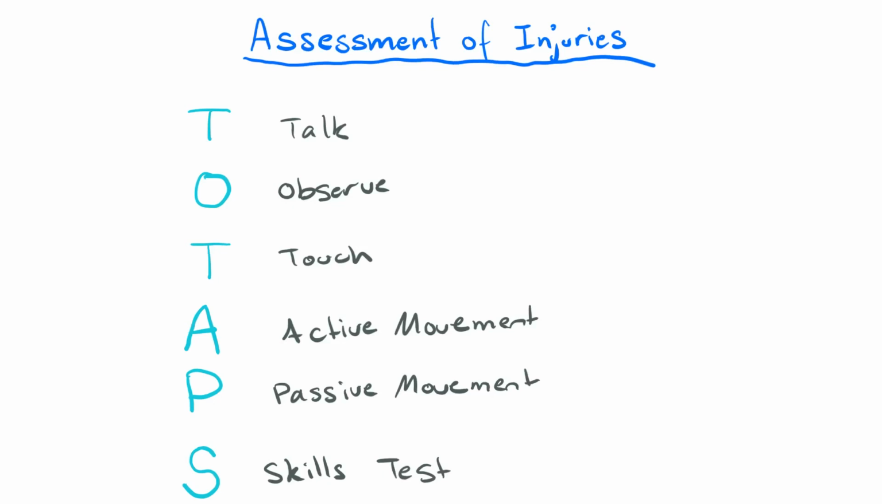The talk and the observe stage is something that may already be carried out when the practitioner is doing DRSABCD. So it's really the touch, the active movement, passive movement, and skills test which are important. It's still important to talk to the athlete to understand whether a direct force had impact, or whether it was an indirect force, whether this is an acute injury or perhaps something that happened before and could be an overuse injury. This is a really important strategy to implement to help us assess injuries so that we can treat them effectively and allow athletes to recover properly to return to play in ample time.